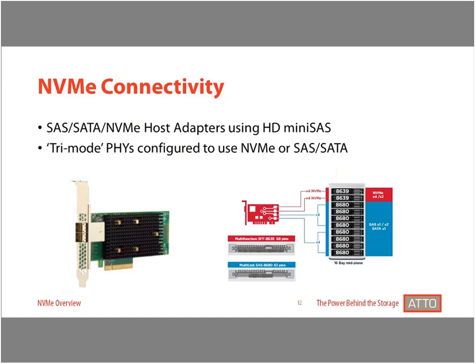So, as I mentioned in the previous slide, besides having the connectivity directly on the motherboard, there are PCI expansion cards that allow you to connect NVMe. In fact, they are combined SAS, SATA and NVMe all in the same adapter. So it's tri-mode, configured for either NVMe or SAS SATA. You can't have an NVMe and SAS SATA on the same connector, but you can do, say, one physical port as NVMe and the other physical port as SAS and SATA.